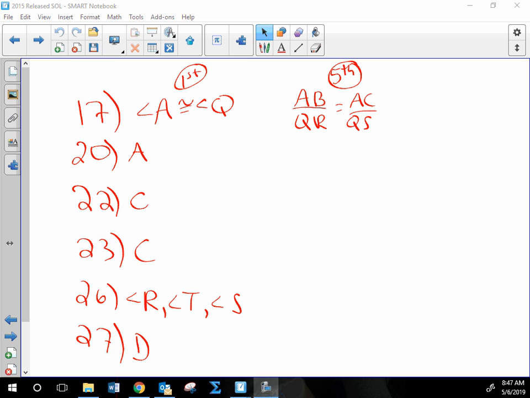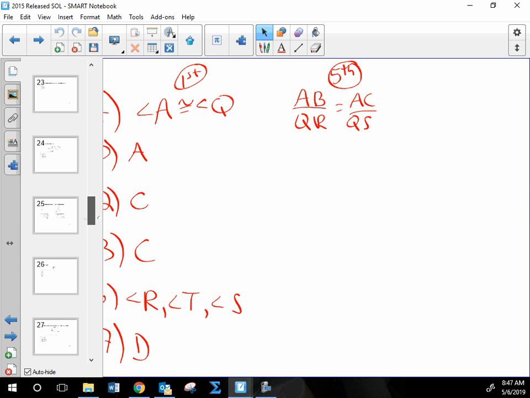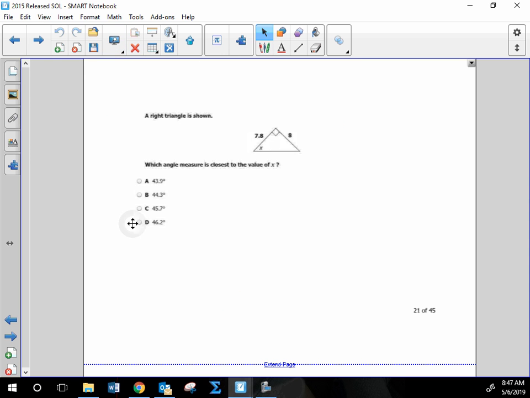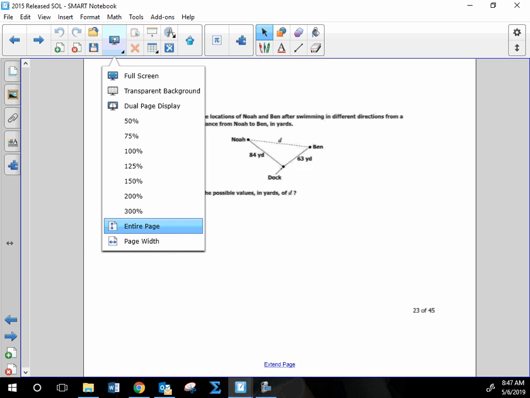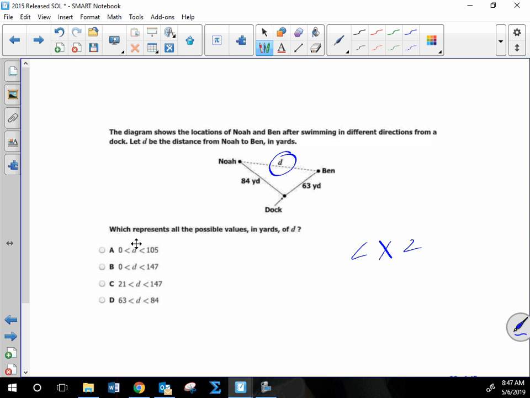Number 23. Okay, so we've got Noah and Ben swimming in different directions. Use the distance from Noah to Ben, which represents all the possible values in yards and feet. So we're looking for our third side here. In order to find our third side, we want to add and subtract what we've been given.